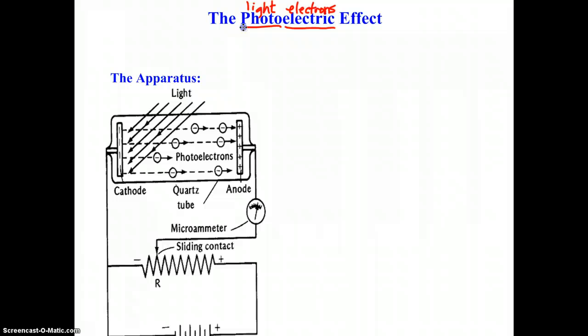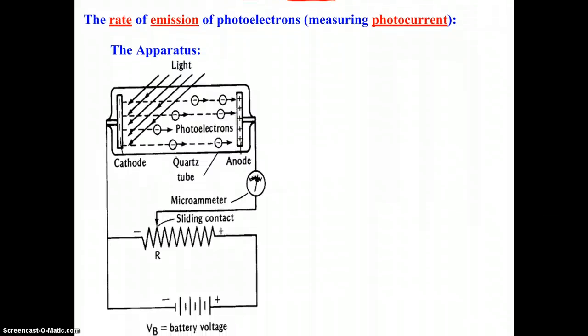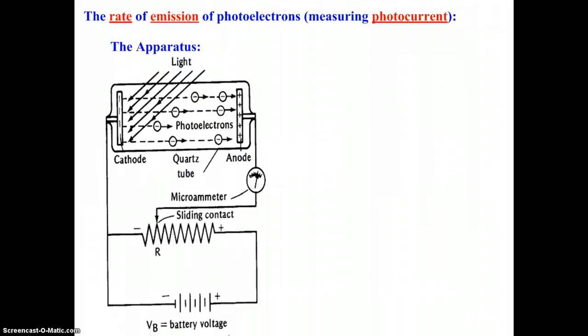If we take a look at this apparatus, we are going to start off in this video talking about the rate of emission of photoelectrons. In other words, this apparatus is used to measure what is called photocurrent. Here's how this apparatus works. We have two parallel plates connected to a power supply. The left side is connected to the negative terminal of the battery, and the right side is connected to the positive terminal of the battery. The left plate, therefore, is negative. The right plate, therefore, is positive.